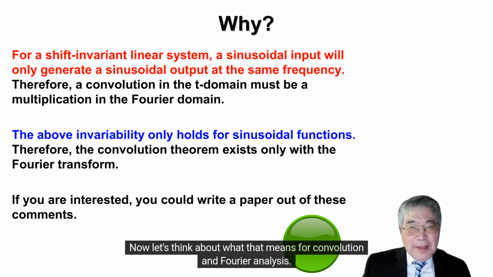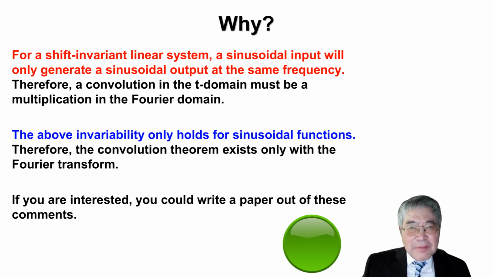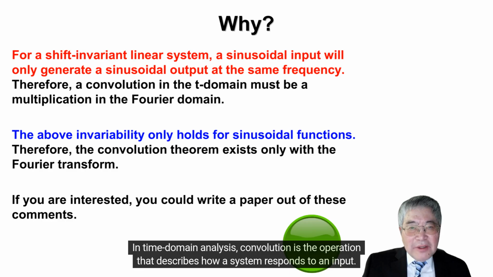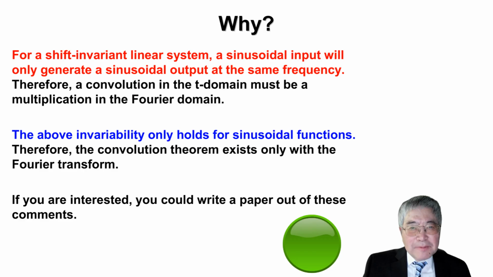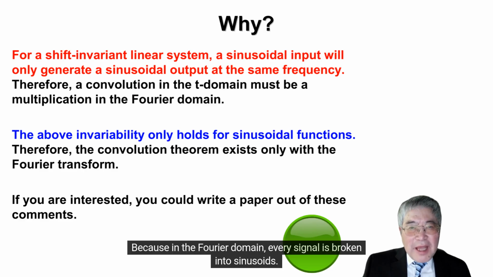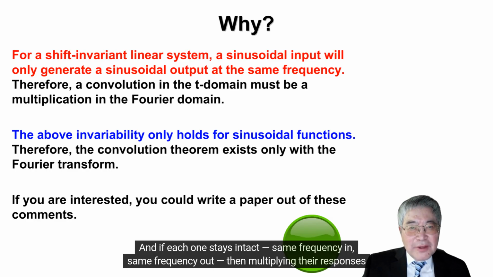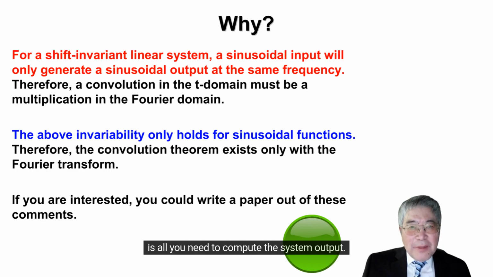Now let's think about what that means for convolution and Fourier analysis. In time domain analysis, convolution is the operation that describes how a system responds to an input. But if your input and your system are both described using sinusoids and those sinusoids don't change frequency, then it turns out convolution becomes multiplication in the Fourier domain. Why? Because in the Fourier domain, every signal is broken into sinusoids. And if each one stays intact, same frequency in, same frequency out, then multiplying their responses is all you need to compute the system output. That's exactly what the convolution theorem says.